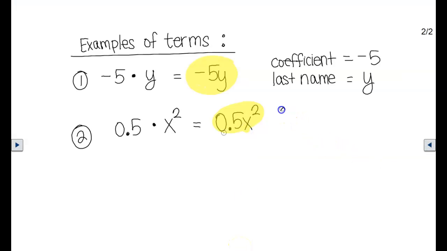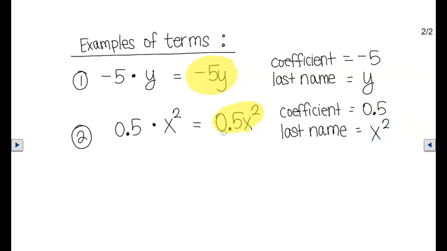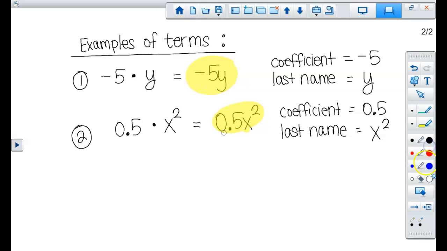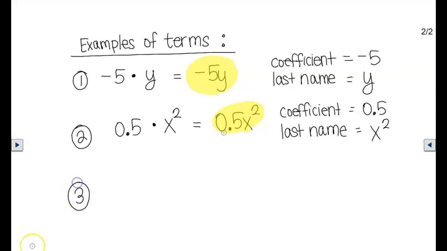In that term, the coefficient, or the number part, would be 0.5, and the variable part, or the last name, would be x to the second power. I want you to notice that the last name includes the variable and the exponent that's on the variable. So to form terms, all we have to do is take a number part and multiply it by a variable part. Let's do one more like that.